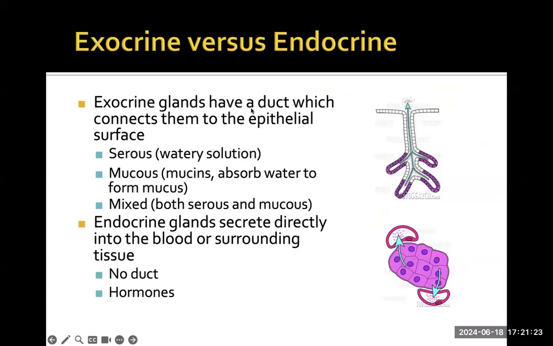So exocrine glands have a duct which connects them to the epithelial surface like this. So these examples here are serous glands, which secrete watery solutions, mucus glands that release mucus, and then there's mixed, which release both. An endocrine gland is going to secrete directly into the blood, so there's no duct that's going to be found. It's going to release what we call hormones, which are chemical signals.